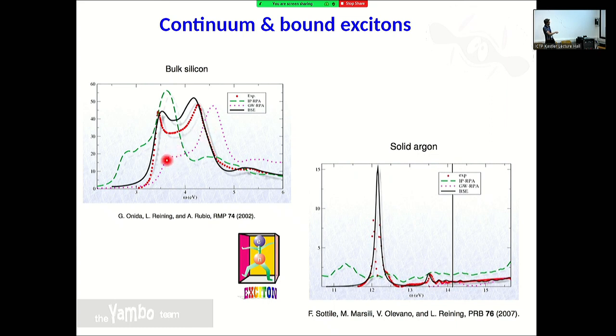In this case, the binding energy is not that much. In bulk silicon, the shift from here to here is a few hundred millielectron volts, even a few tens of millielectron volts. But the shape of the spectrum changes, and in particular, there is an enhancement of the first peak. And this is a general behavior. So the BSE gives a binding energy, but also an enhancement of the oscillator strength.